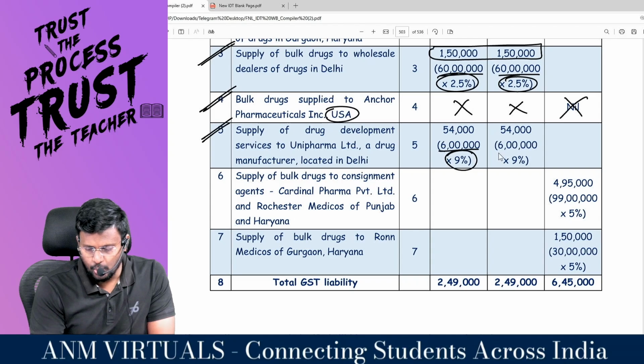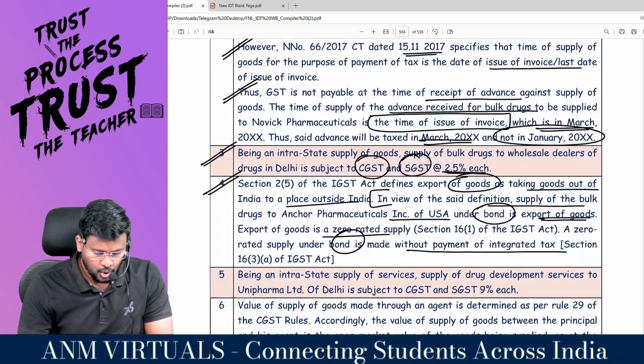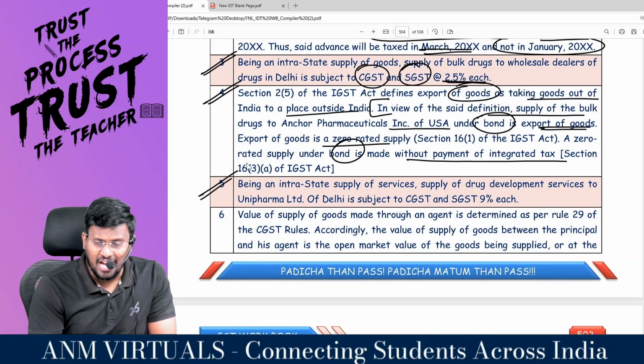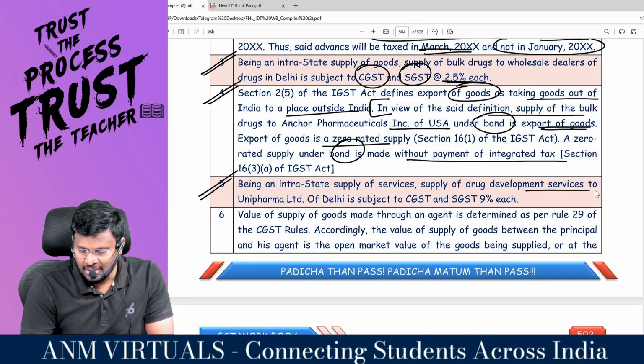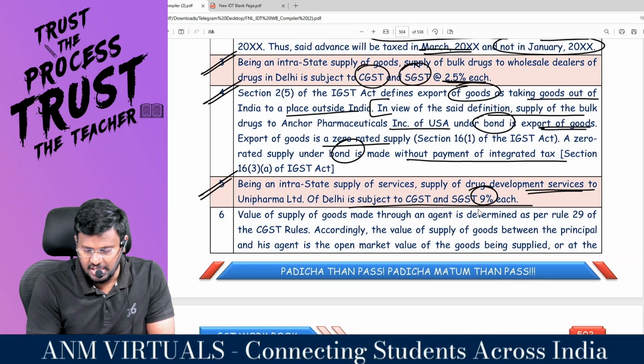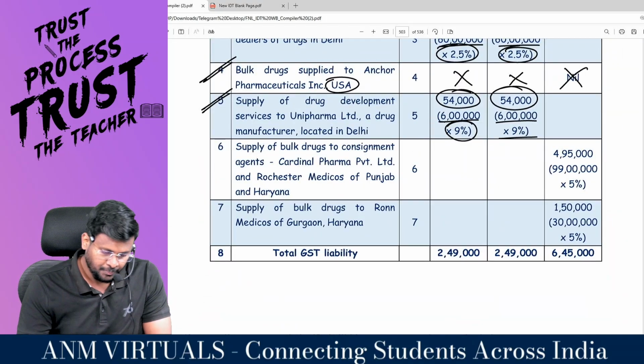Comfortable? Supply of drug development service to Unipharma Limited, a drug manufacturer located in Delhi, is a normal intrastate supply. 6 lakh into 9%, 6 lakh into 9%, 54,000 and 54,000. So, my dear lovable students, being an intrastate supply of service, supply of drug development service to Unipharma Limited of Delhi is subject to CGST and SGST at how much percentage each?